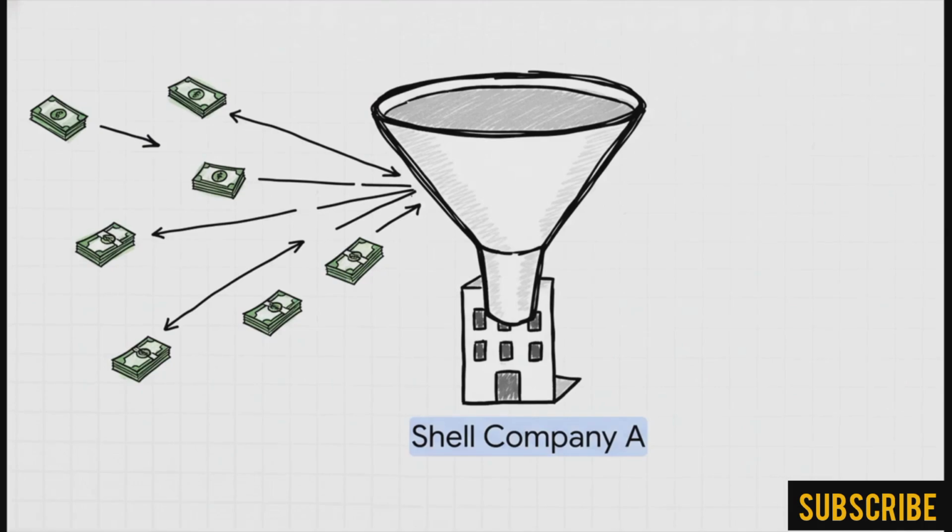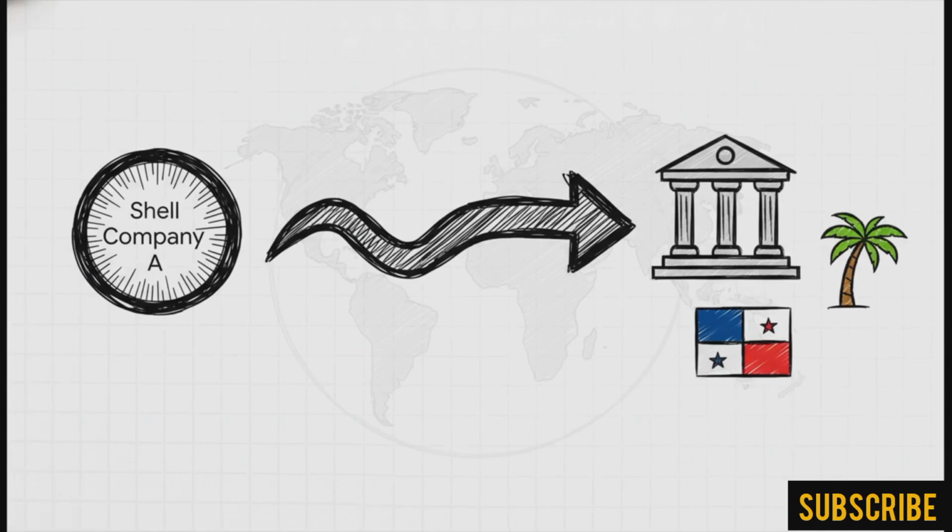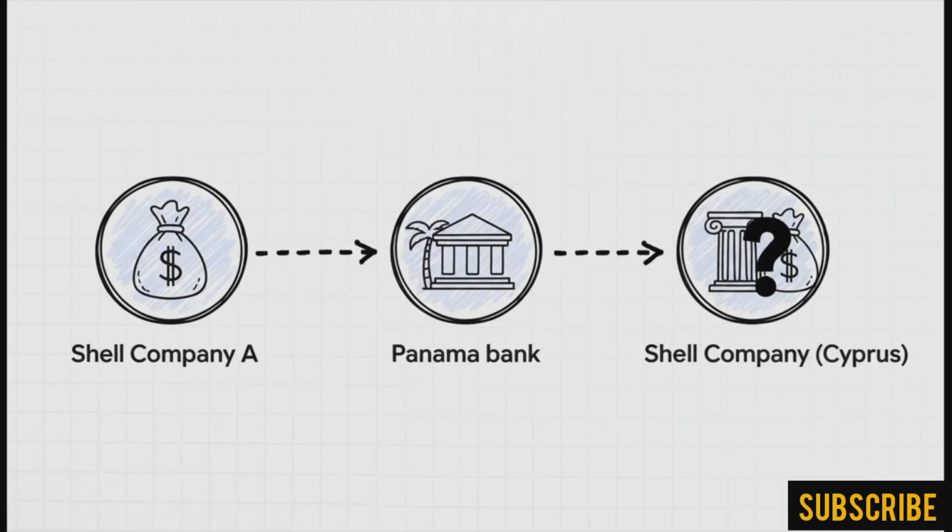So, let's watch the dance. First, that deposited cash gets pulled together into something called Shell Company A. Again, a company that just exists on paper to hold the money. From there, boom, it's wired out of the country. It lands in an offshore bank in a place like Panama, which adds a whole other layer of international complexity. But it doesn't stop there. From Panama, it might then get wired to another shell company, maybe this time in Cyprus. After a few more of these dances, the money's origin is completely buried.